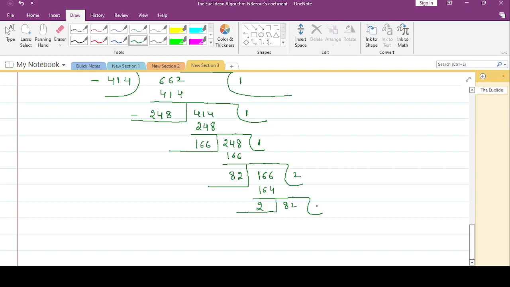Now 82 into 41. So here you get 0 in the end. Okay, so this last remainder is called the HCF. So the HCF of the given numbers is just equal to the last remainder.